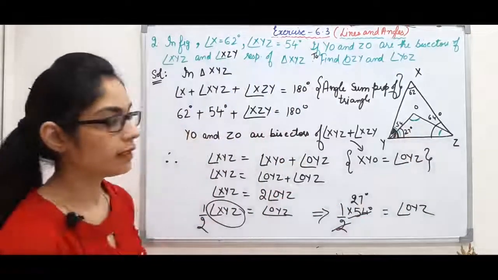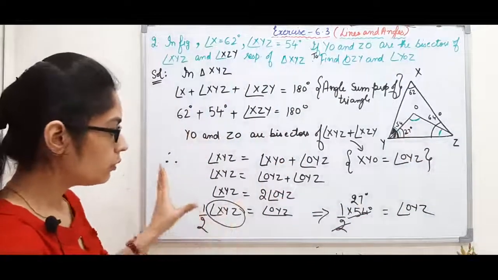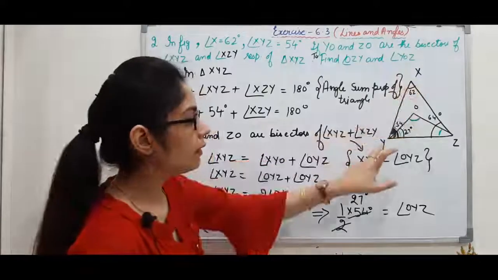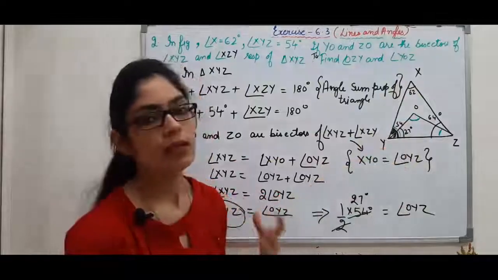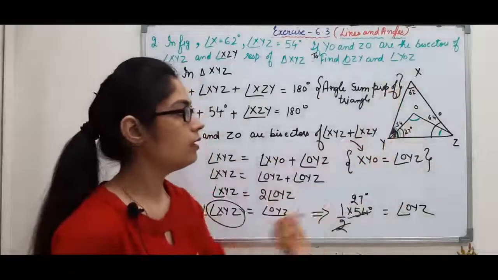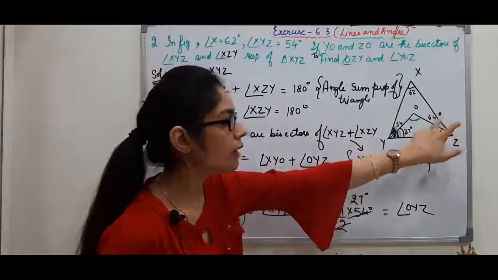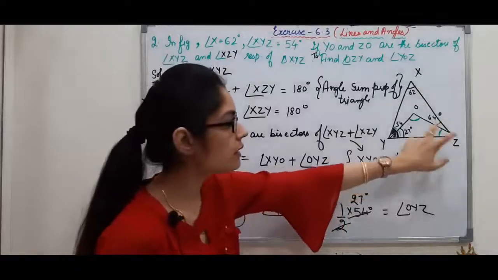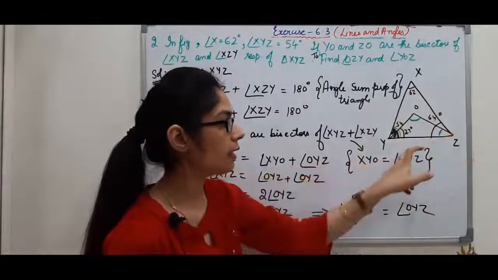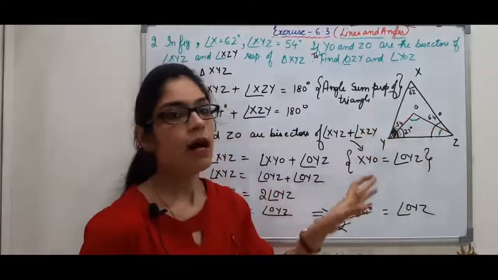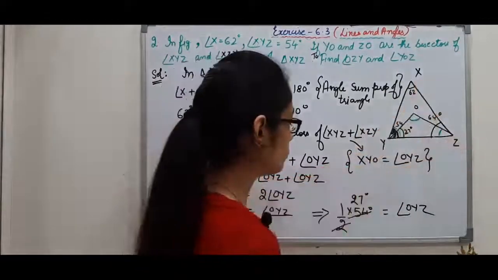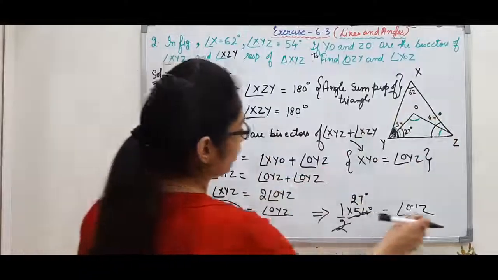You can do it directly also. I have just shown you how this smaller angle is equal to half of this complete angle. Similarly, because we know the value of this complete angle, since ZO is the bisector of this complete angle, this smaller angle is again half of this angle XZY. So same thing we are going to use again.